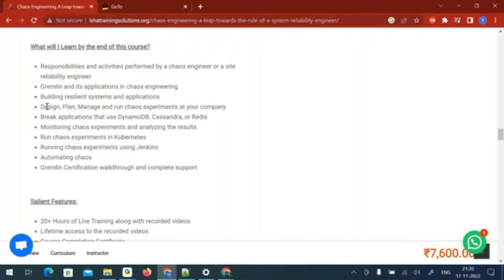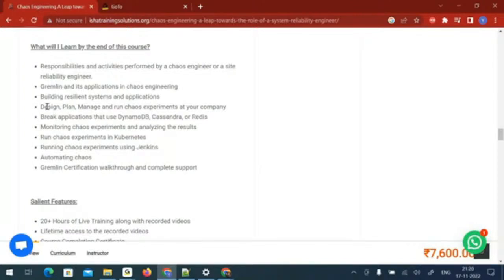Then automation is now a keyword everyone is using. People are going for reducing the manual efforts as much as possible in every field. There is no field which is not looking for automation. Every field, and the leader in that field is Jenkins. So we need to know how we automate our chaos experiments using Jenkins. So that also we will be learning.